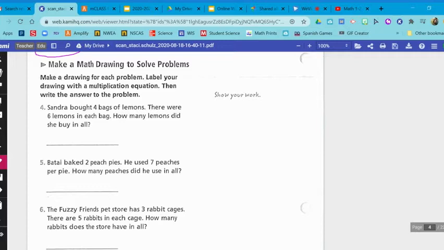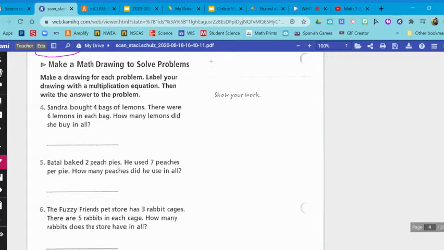I would like us to make sure that we are all understanding the problem by reading it multiple times. So go ahead and get your reading fingers ready on your page. We are going to read number 4 together now, okay? Sandra bought 4 bags of lemons. There were 6 lemons in each bag. How many lemons did she buy in all?